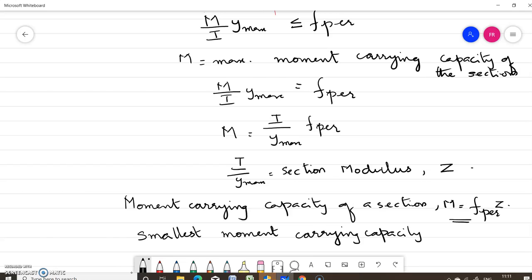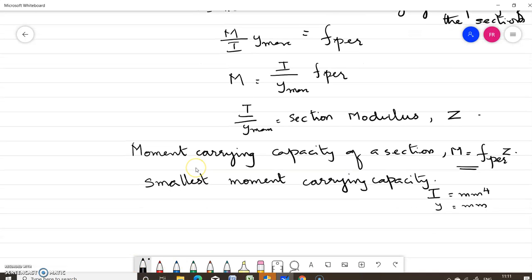So in all these you have to write the units. You know moment of inertia has the unit millimeter raised to 4 and Y has the unit millimeter. So the unit of Z will be equal to I by Y, which is millimeter raised to 4 by millimeter. So unit of Z equals millimeter cube. So we can find out the expression for various sections.